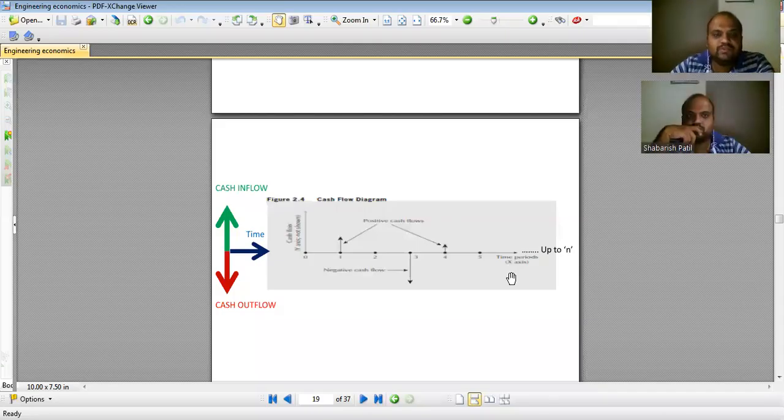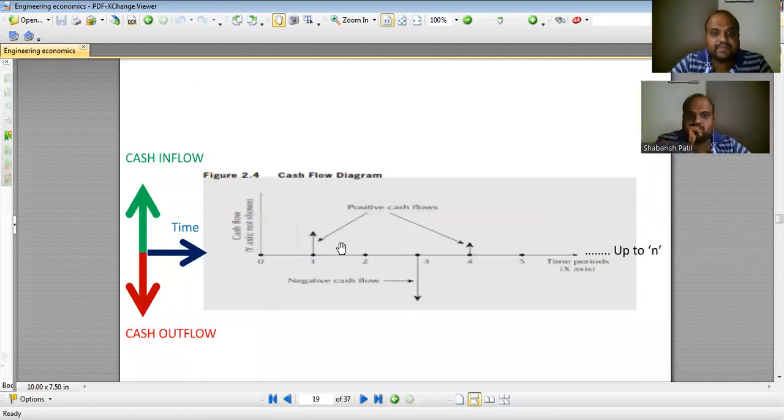Hello, welcome to all. Today I'm going to discuss a few important formulae used in engineering economics. At the same time, we are supposed to understand a cash flow diagram again, which will be used to derive these expressions. So this is a typical sketch of a cash flow diagram.